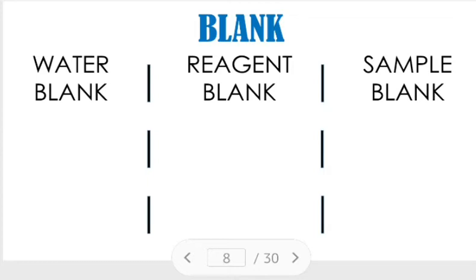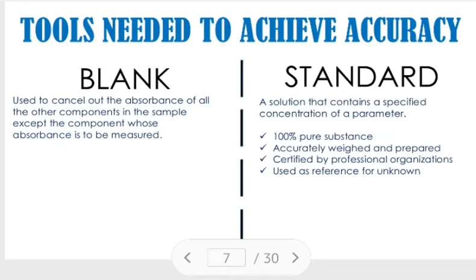We use sample blank to correct for the potential error or the existing color or turbidity in the sample before reagents are added. So for example, we have icteric sample. For icteric sample, we need to cancel out or zero out the potential error from the existing color of the sample. That is sample blank.